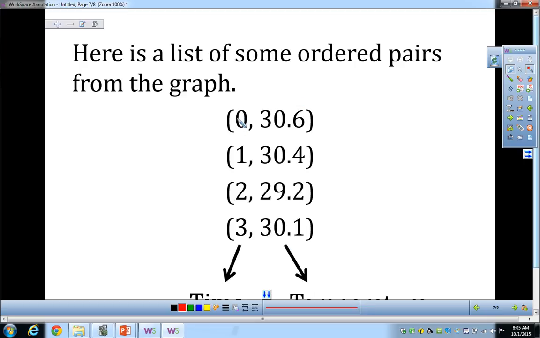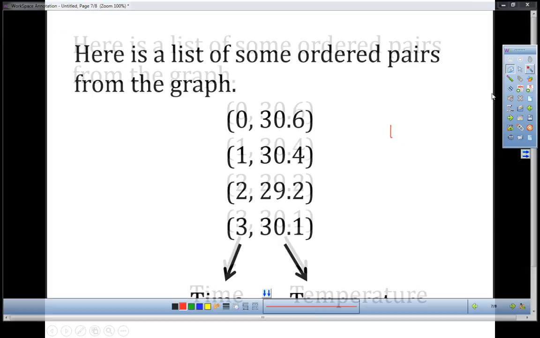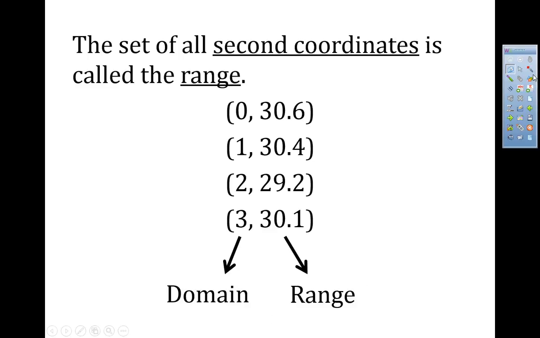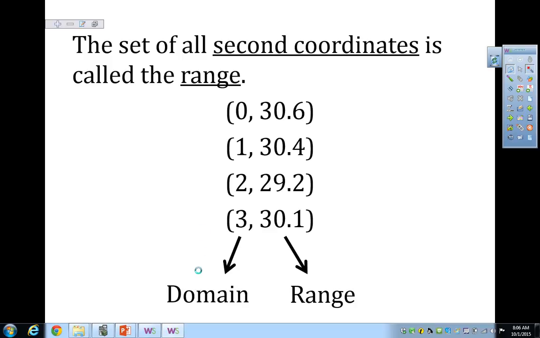There's something, this has a name, and this has a name, okay? And I think the next slide tells you what those names are, okay? So the set of all the first coordinates is called the domain, okay? And the set of all the second coordinates is called the range. So the x's basically are called the domain.